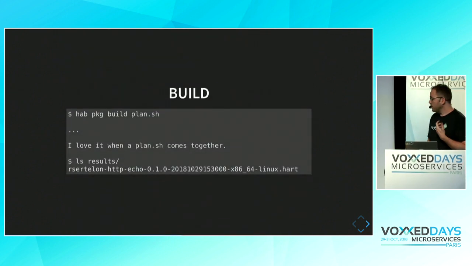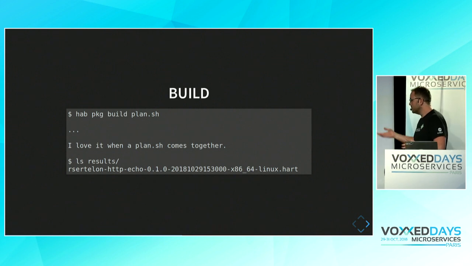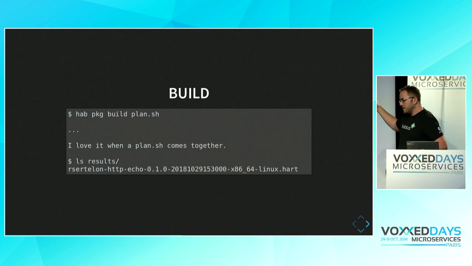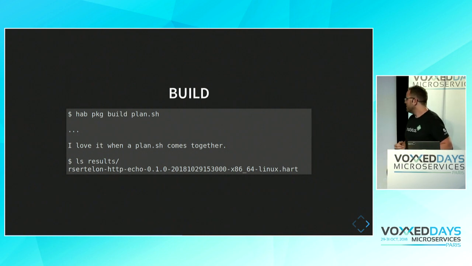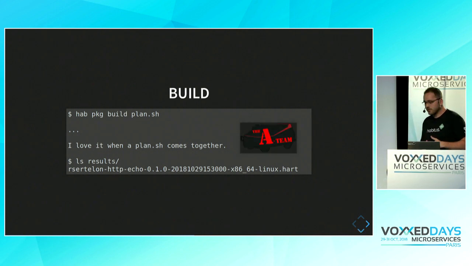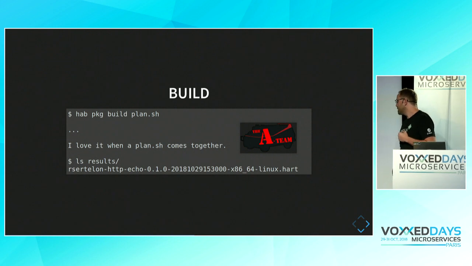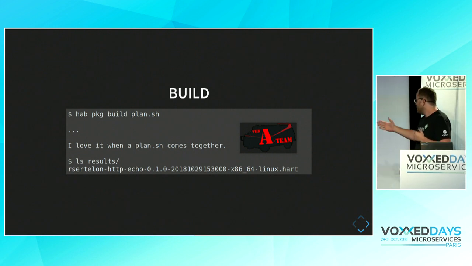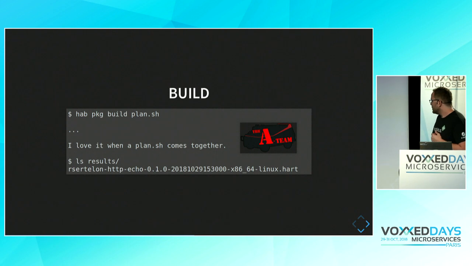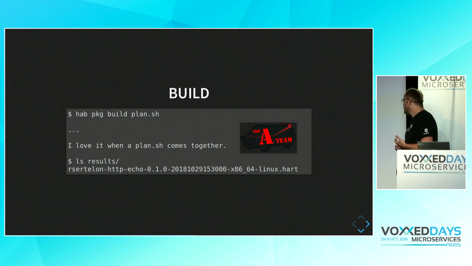So once you have created your plan, you will build it. So this is just one command, of course. And then it will spend some time building. And then it will say, I love it when a plan.sh comes together, because the core team likes the A-Team. And then in the results folder, which is actually shared between the Studio and your host, you can see that there is an artifact that has been generated. It has a long name because it contains every part that's needed to actually identify it.